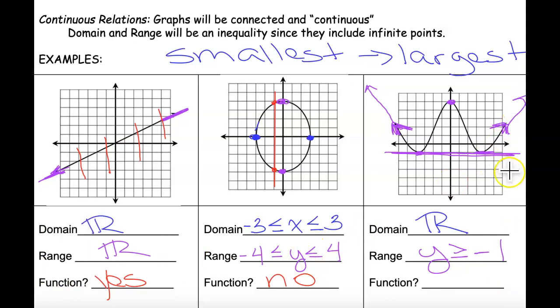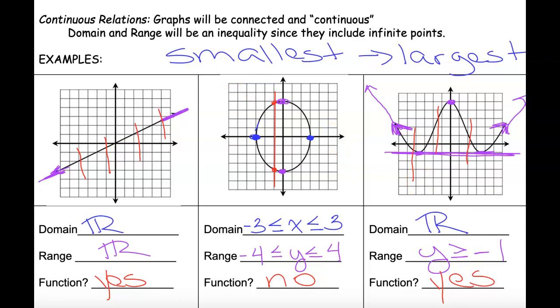And then to decide if it's a function, we just look at that vertical line test, and since no matter where we look, we only hit the graph once, this is a function. So that's what we're going to be reviewing today: domain, range, and telling if it's a function.